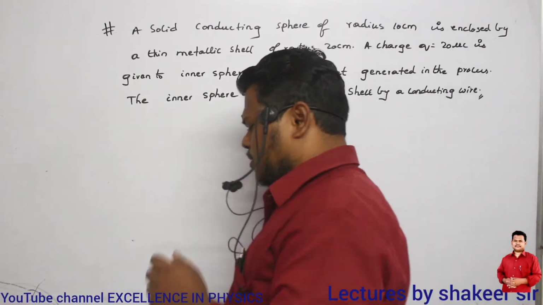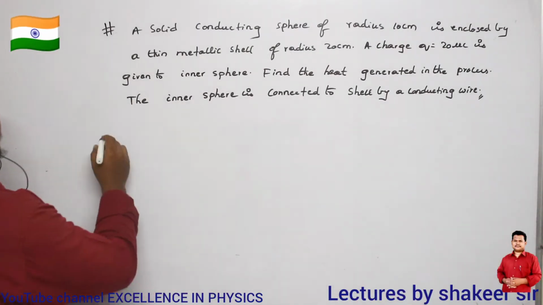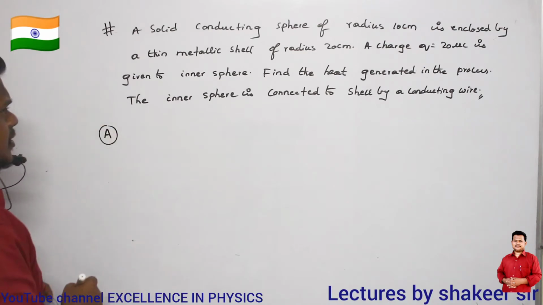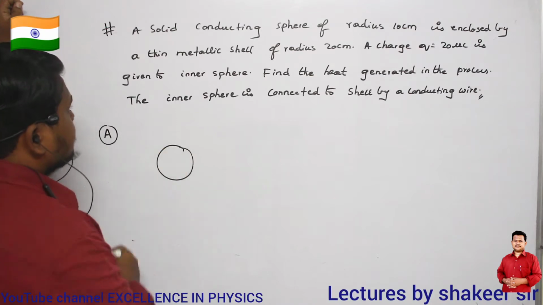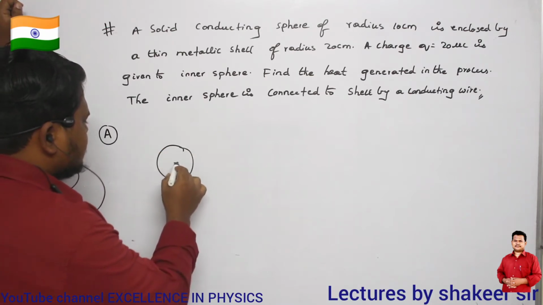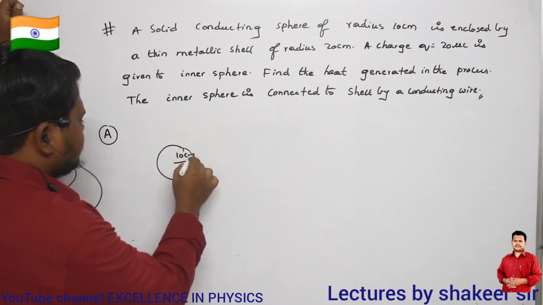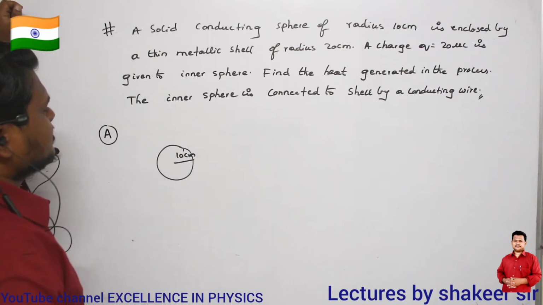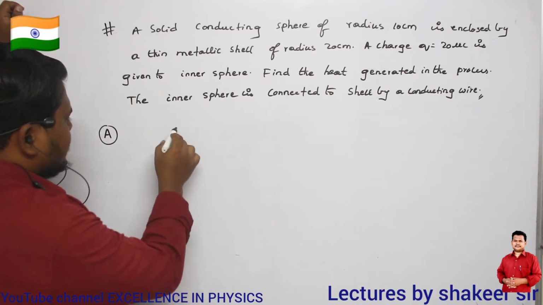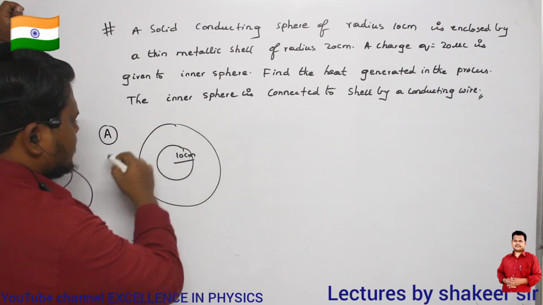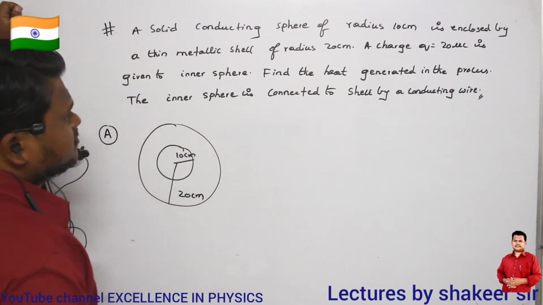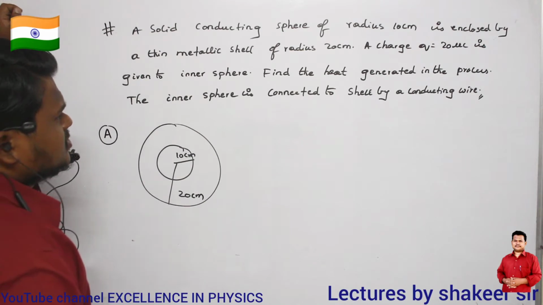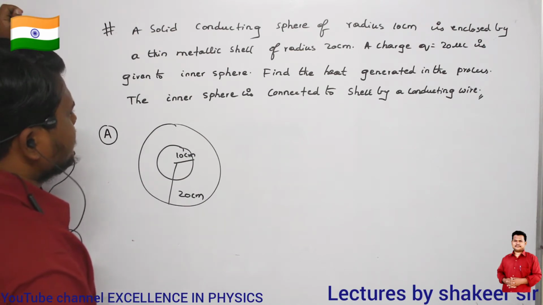Okay, so a solid conducting sphere of radius 10 centimeter. This is a smaller conducting sphere whose radius is 10 centimeter. It is enclosed by a thin metallic shell of radius 20 centimeter. So there is one more shell whose radius is equal to 20 centimeter. A charge Q of 20 microcoulomb is given to the inner sphere.